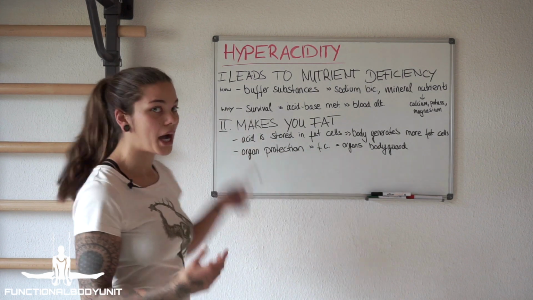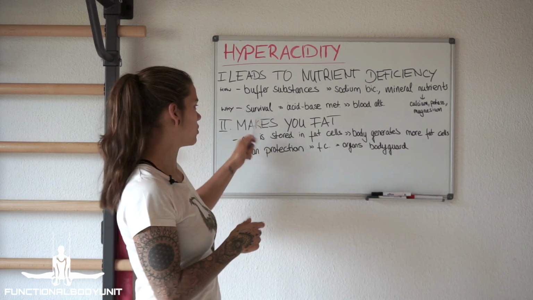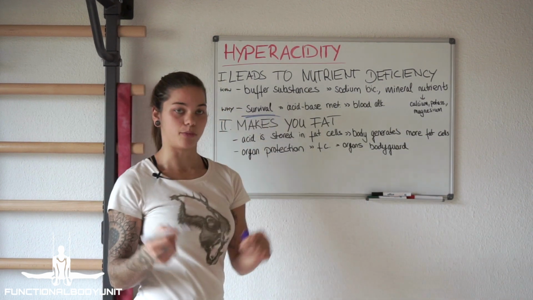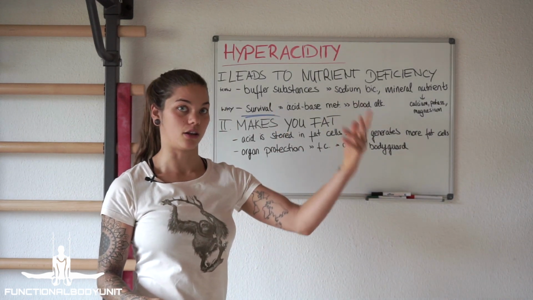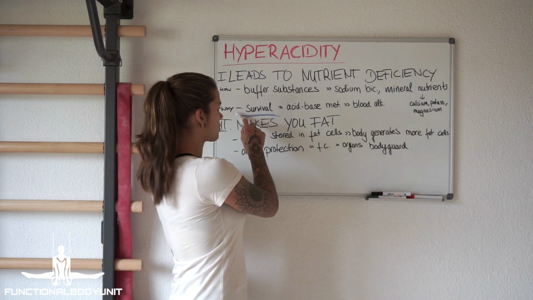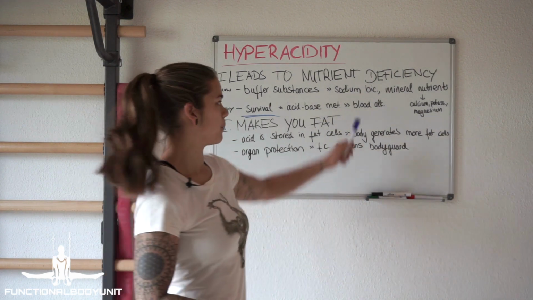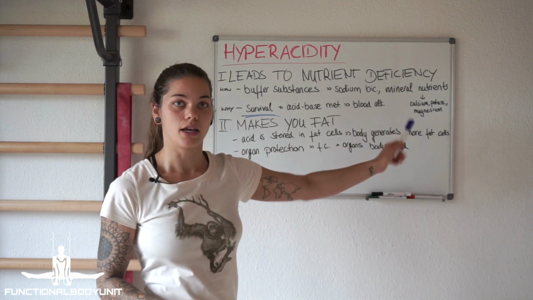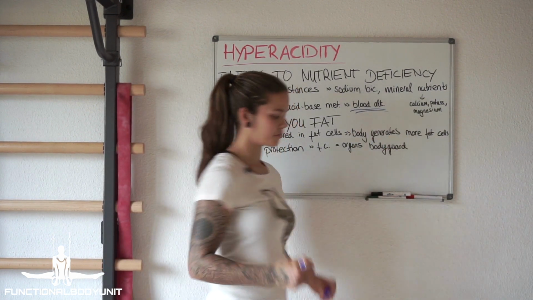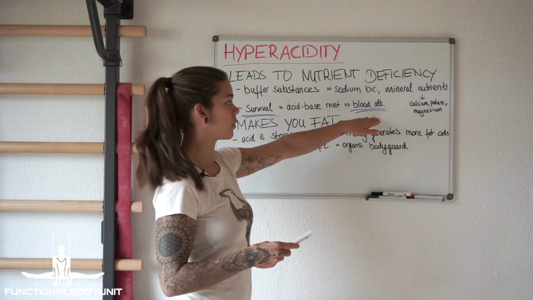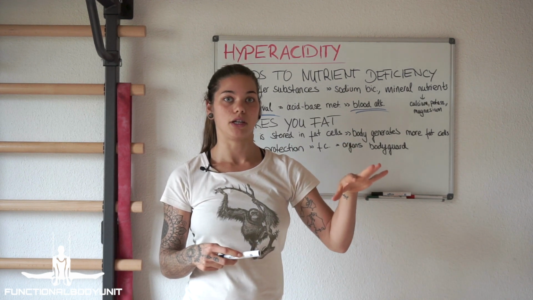So why does our body do that? Our body is tuned for survival. This is the only thing that matters to our body. We want to survive in the short term. Our body doesn't think in the long term. Survival means we want to keep the acid-base metabolism, and we want to keep our blood alkaline. Our blood should never change its acid-base balance. It should always stay alkaline, because if it doesn't, that could mean sudden death.